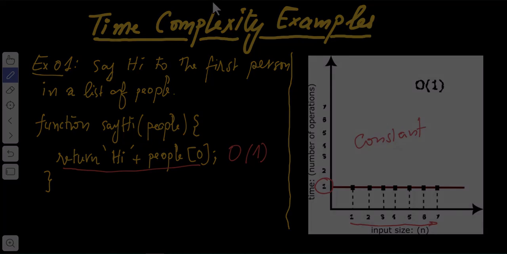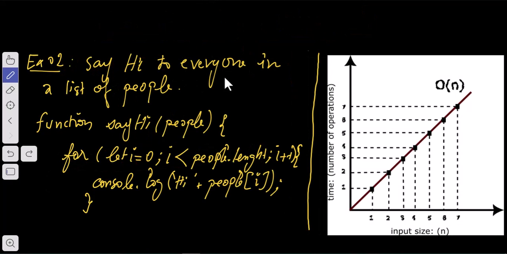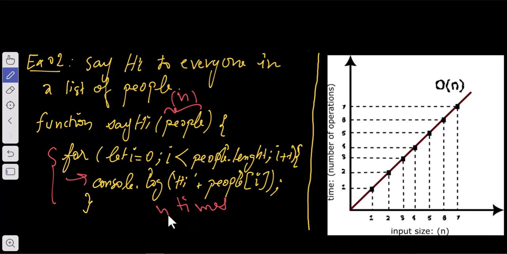In this second example, we want to say hi to everyone in a list of people. If the list of people is of size n, then we are looping over this instruction n times, which means that it gets executed n times, and the time complexity of this algorithm is denoted as O of n, which means that it increases linearly as the input size grows larger. This type of complexity is often referred to as linear time complexity.